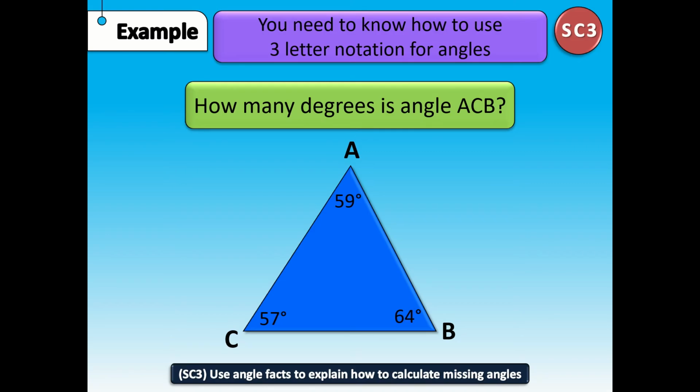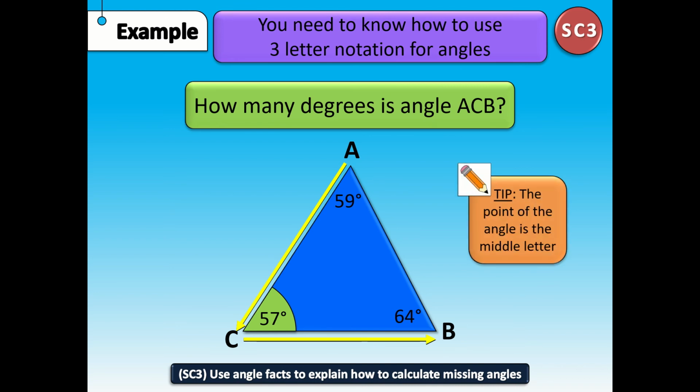So you need to be able to use 3-letter notation for angles. So we want to work out how many degrees is angle ACB. Well, if we go from A to C, and then from C to B, the angle that we want is the one in between, so it's the middle angle. So a good point is to just look at the middle letter, and that's the angle that you want.